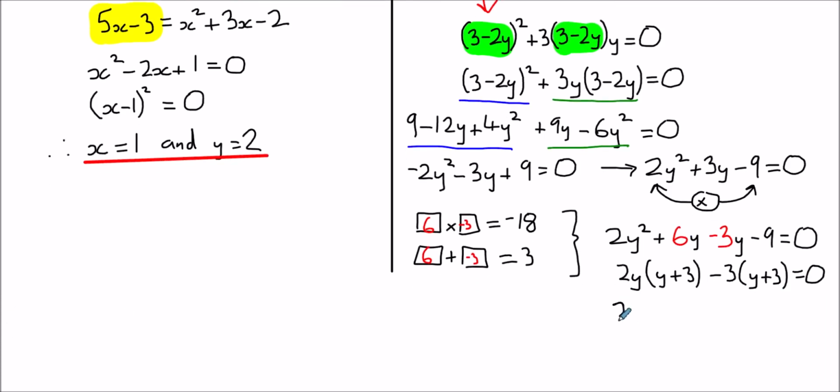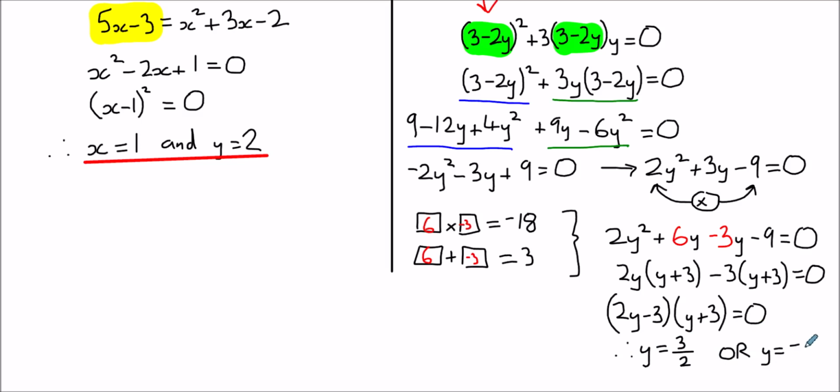So that now becomes 2y minus 3 all in one bracket multiplied by y plus 3 equals 0. So therefore either y is going to be 3 over 2 or y is going to be negative 3. So we've got one solution, we've solved for one variable. We're going to then need to find out what x is going to be for these values of y.